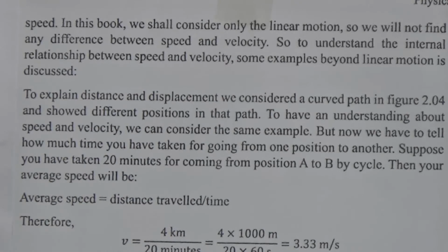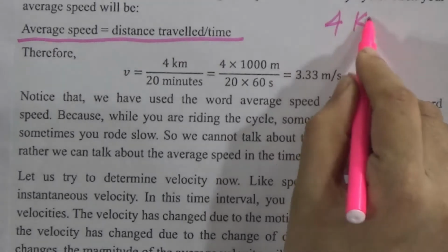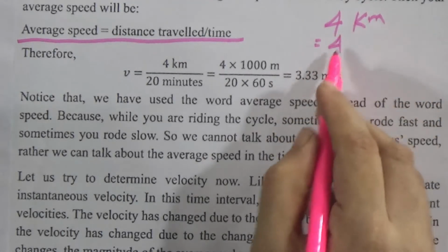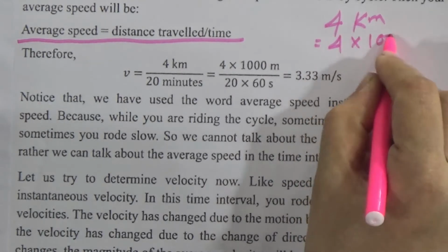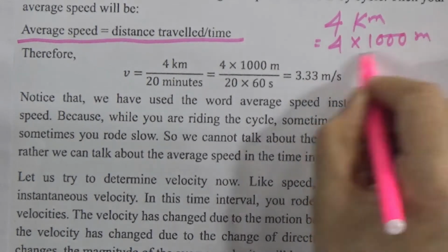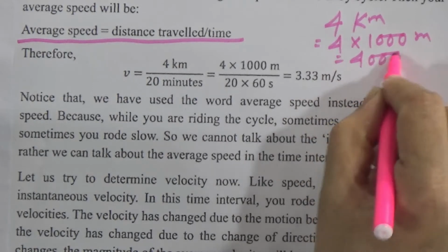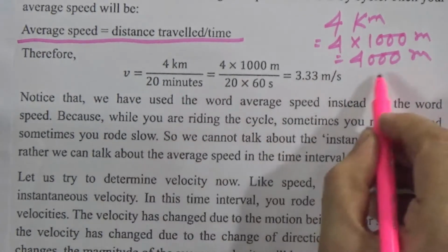What will be the average speed? My dear students, this is the formula of average speed: average speed is distance traveled divided by time. Therefore speed V equal, the given distance traveled is 4 kilometer. We will convert this kilometer into meter, that means multiply by 1000 meter, 4000 meter, and time is 20 minutes.